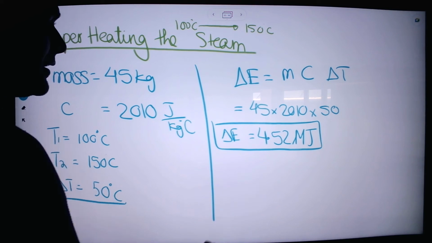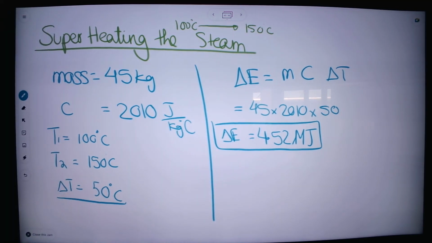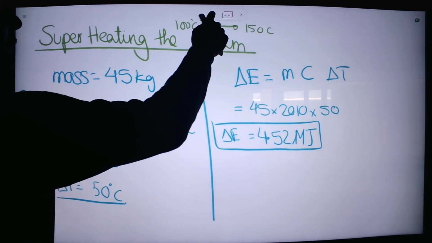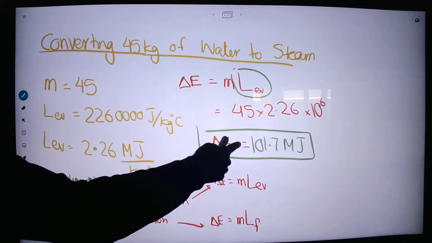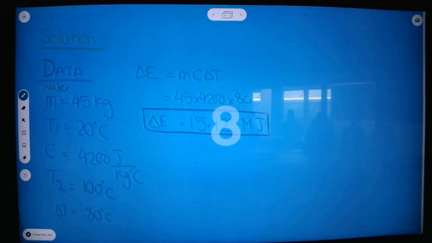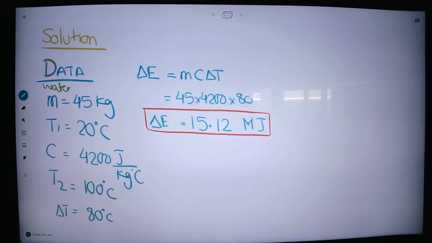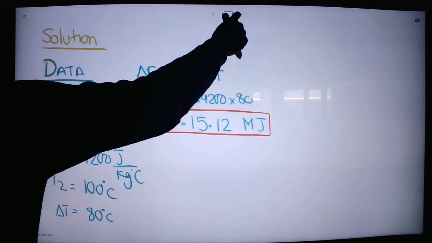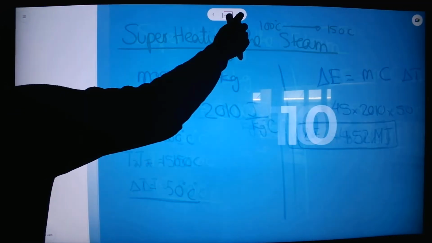So this is the value. Now the question is, what is the total heat energy required? So I'm going to add 4.52, 101.7, and 15.12. So the total heat energy that's going to be required.